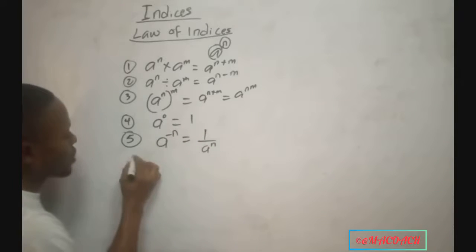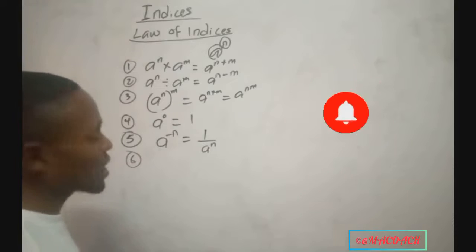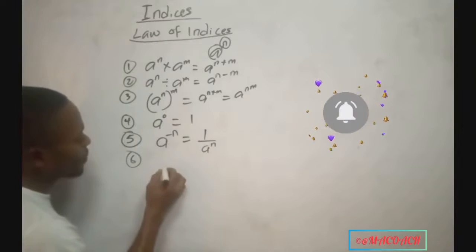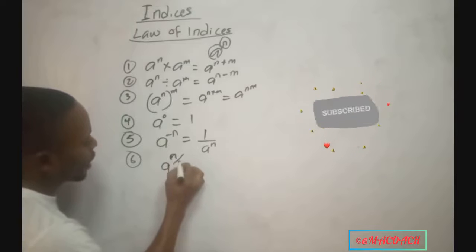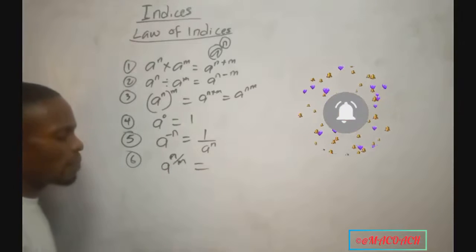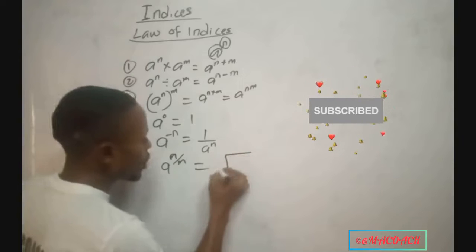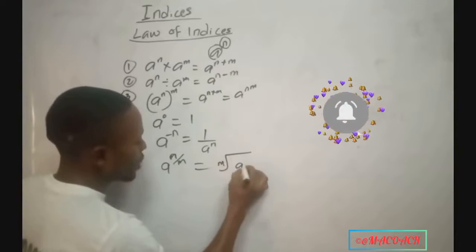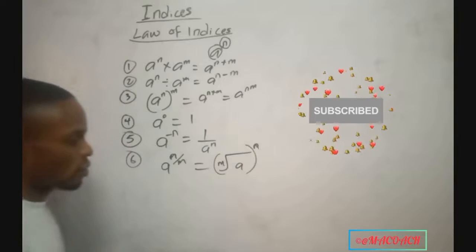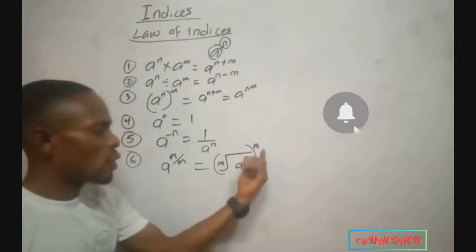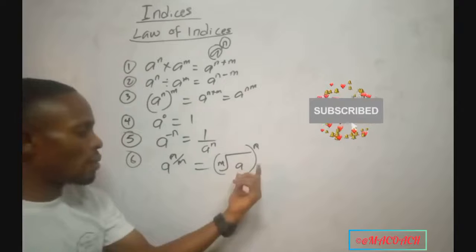Let's see the sixth one, the fractional index. The fractional index states that if you have a raised to the power of n divided by m, this will give us the m-th root of a, all raised to the power of n. So when you have a question like this, you can interpret it in this form, and when you have a question like this, you can interpret it in this form.